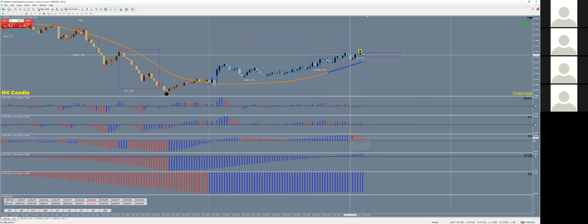But we're mixed. We're still looking for the low today. The H3 is bearish, so we have to wait to see if we get a setup on the low of the session to go long, or a setup on the high of the session to go short.